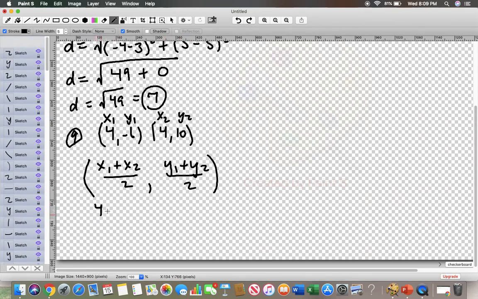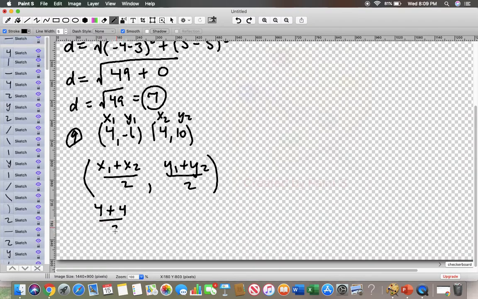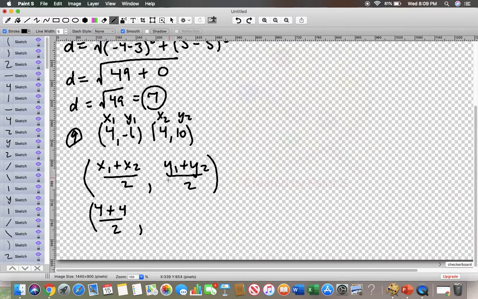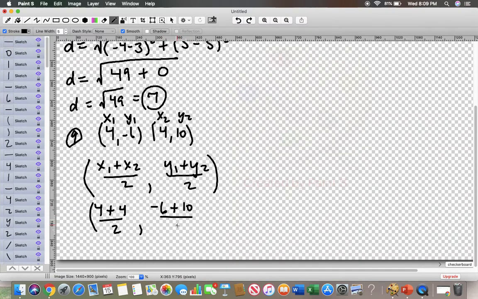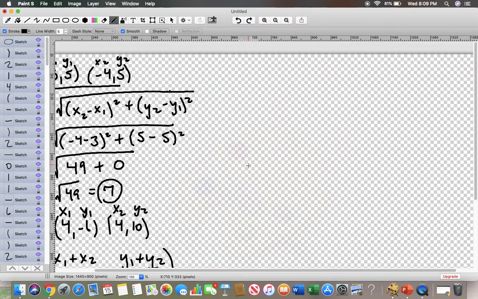Here we go. 4 plus 4 over 2, and then y sub 1 is negative 6 plus y sub 2 is 10, all over 2. 4 plus 4 is 8, and 8 divided by 2 is 4. Negative 6 plus 10 is 4, and 4 divided by 2 is 2. And this is your midpoint between these 2 points.